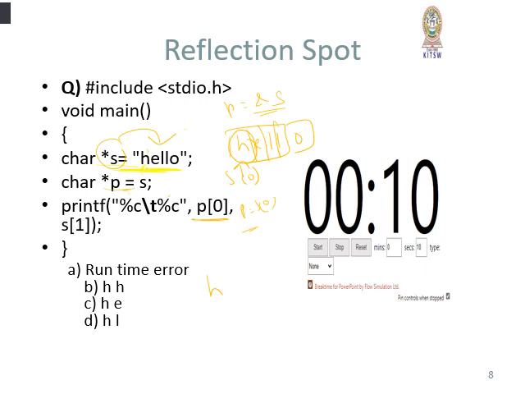And when you try to print S of 1, S of 0 is H, S of 1 is E, so it will print E. So let us see the answer. The answer is C. So this is our answer. If your answer is correct, go to the next slide, otherwise go through the video once again.